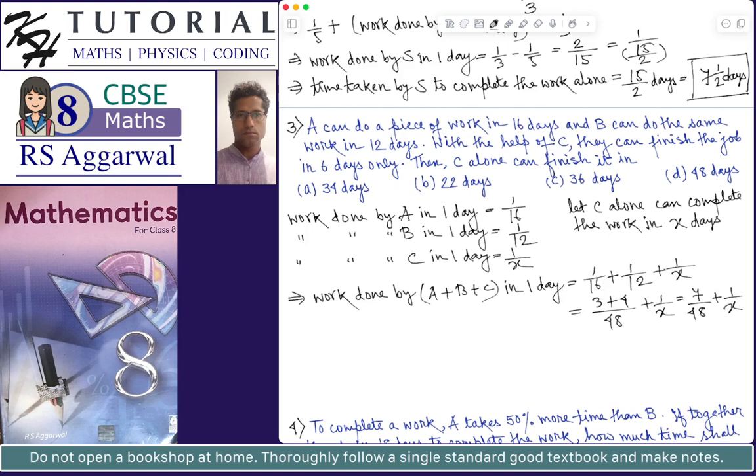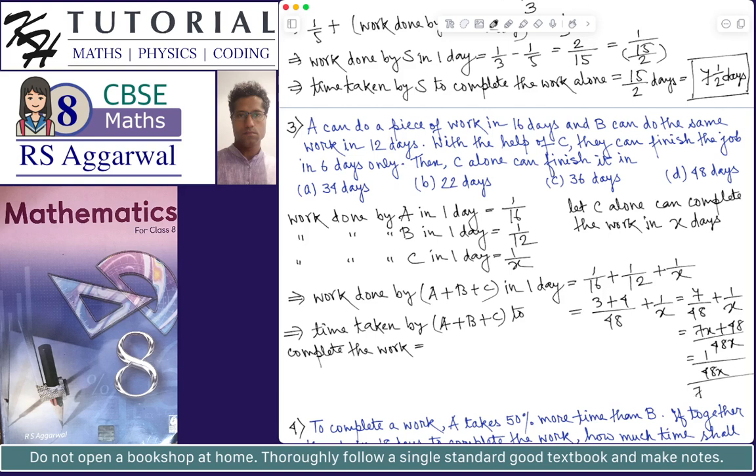So the work done by A plus B plus C in one day is 7 by 48 plus 1 by x. And from here we can say time taken by A plus B plus C, that is when they are all working together, to complete the work will be equal to, now when the work done in one day is 7 by 48 plus 1 by x, which is 7x plus 48 divided by 48x, this can be written as 1 by 48x divided by 7x plus 48.